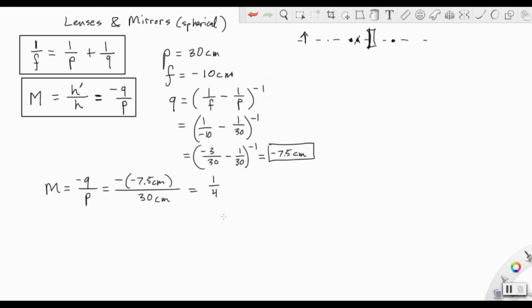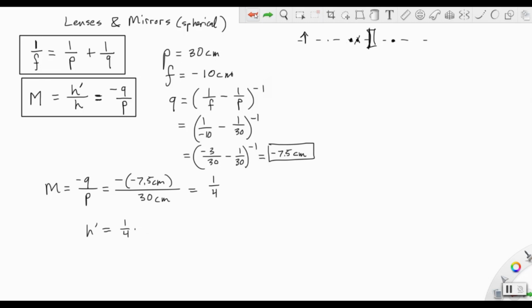Since this is less than 1, you could write it as 0.25 if you want. This magnification is 1/4 the size of the object. The image is going to be 1/4 the size of the object. So, by this portion of the equation, we could solve that as the image height is going to be equal to 1/4 the object height, right? And we notice that it's positive, so it's up. So it's going to be a tiny little arrow right there.